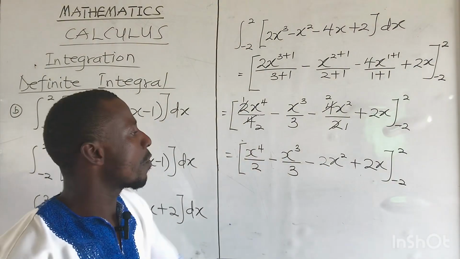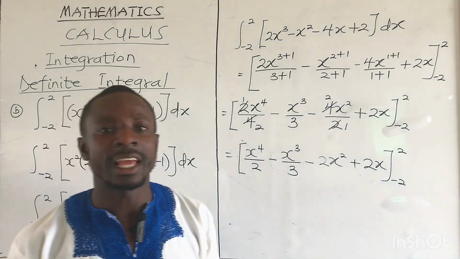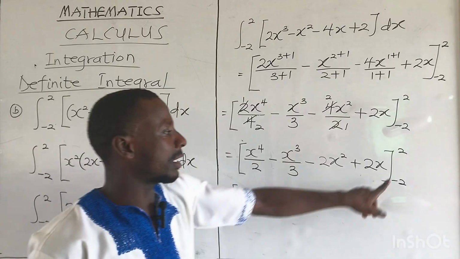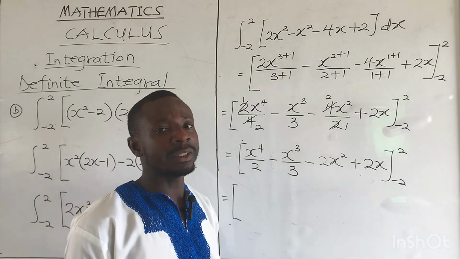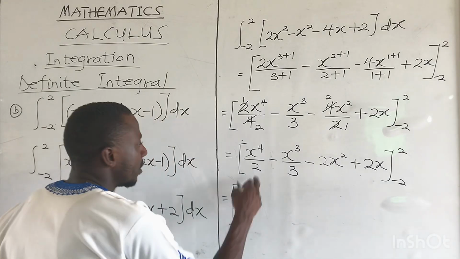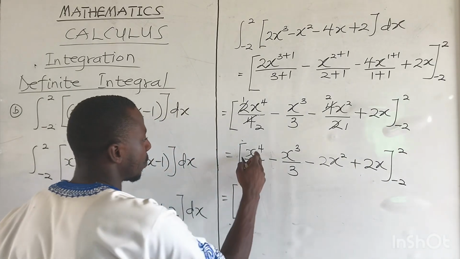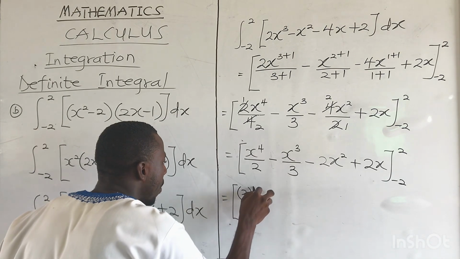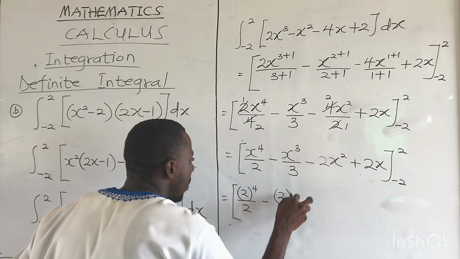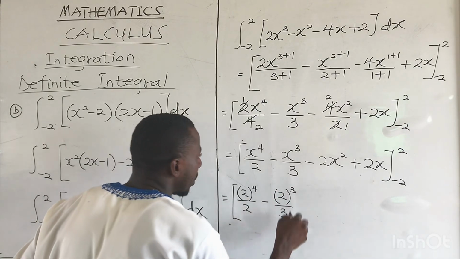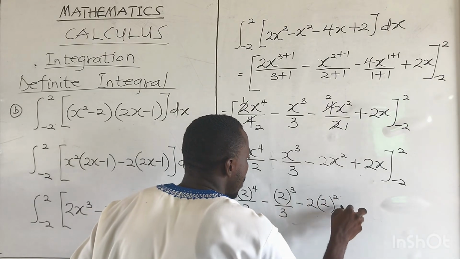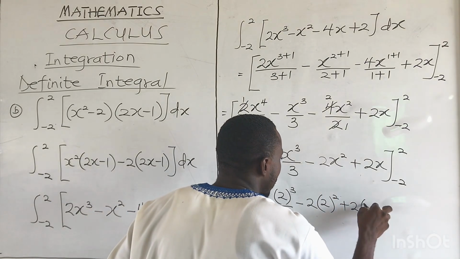From here, we are going to make substitution of the limit. We are going to start from the upper limit, afterwards we will substitute the lower limit. Since the upper limit is 2, when I put 2 here, I am going to get 2 power 4 over 2 minus 2 power 3 over 3 minus 2 multiplying 2 power 2 plus 2 multiplying 2.